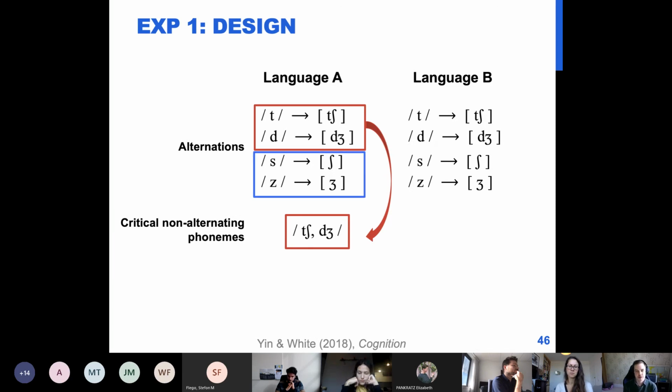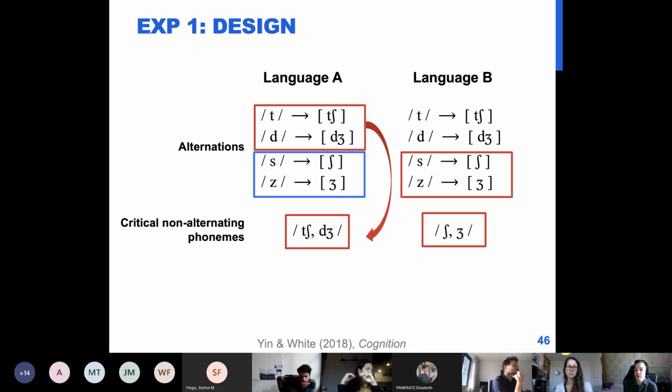This other pair of rules in this language is non-neutralizing. So there's no sh in the language, so s to sh is non-neutralizing. In language B, instead, we had this pair of sounds as phonemes, sh and j. So that renders these 2 rules neutralizing, and the other 2 rules non-neutralizing.